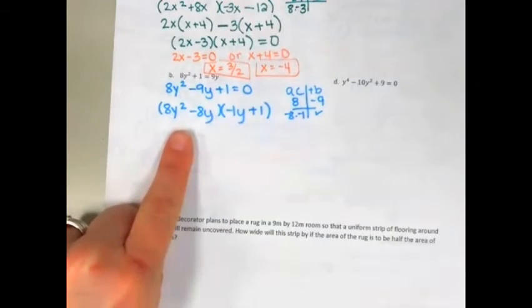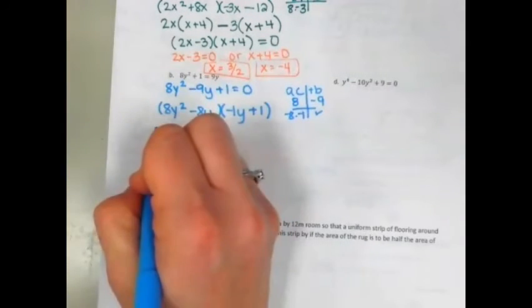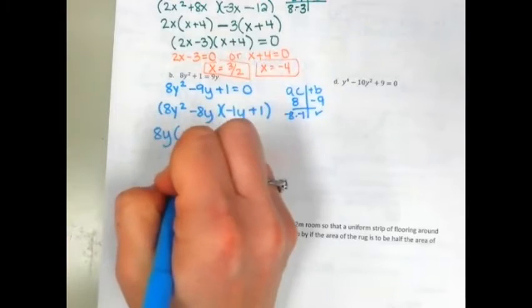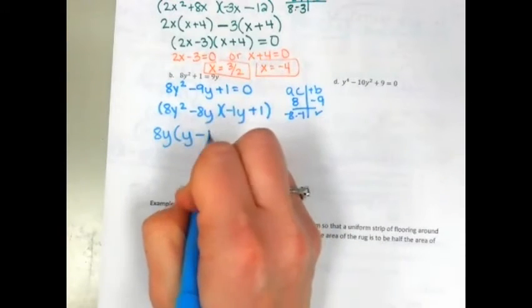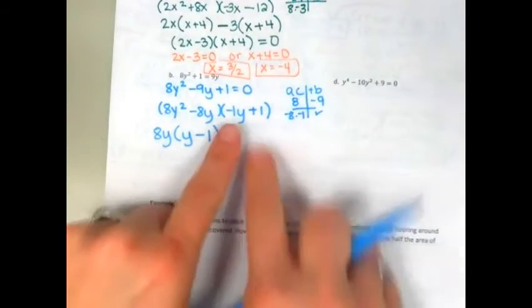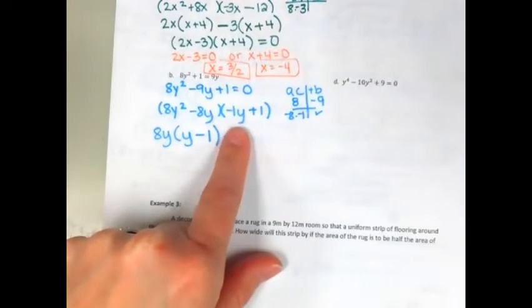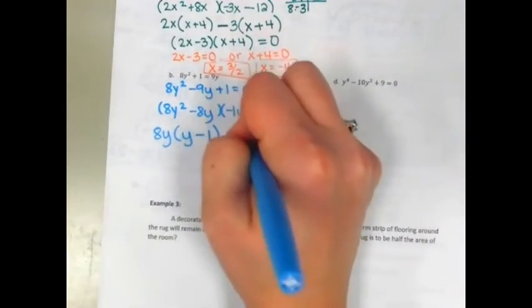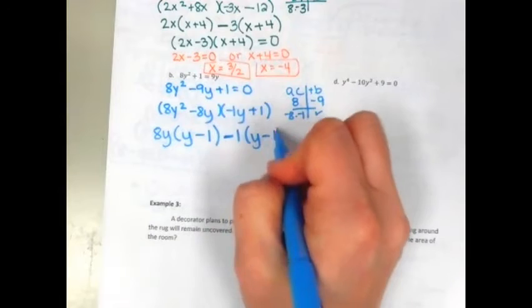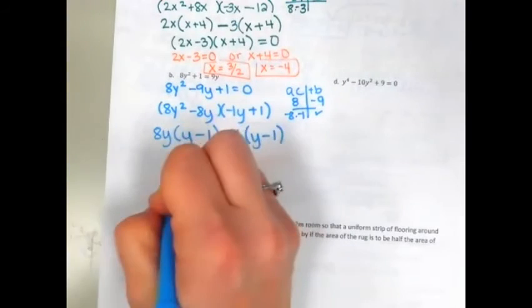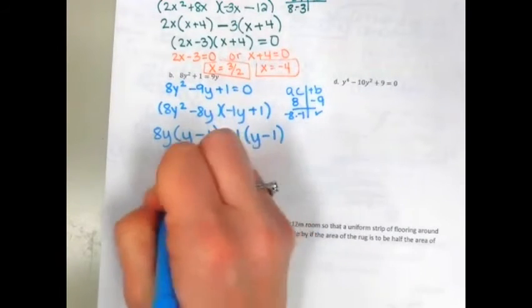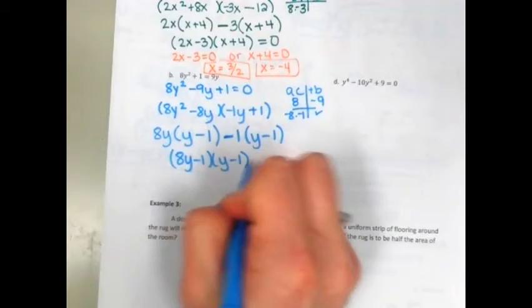What's my GCF between 8y squared and 8y? 8y. And I'm left with y minus what? 1. Since it's negative, I need to pull out a negative number. And what's my GCF between 1y and 1? 1. And I'm left with y minus 1. So we have 8y minus 1 times y minus 1 equals 0.